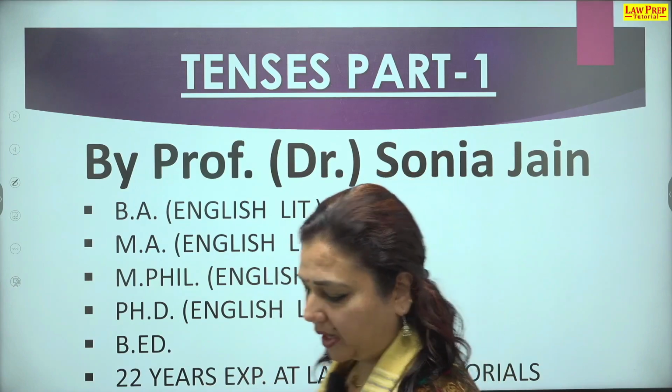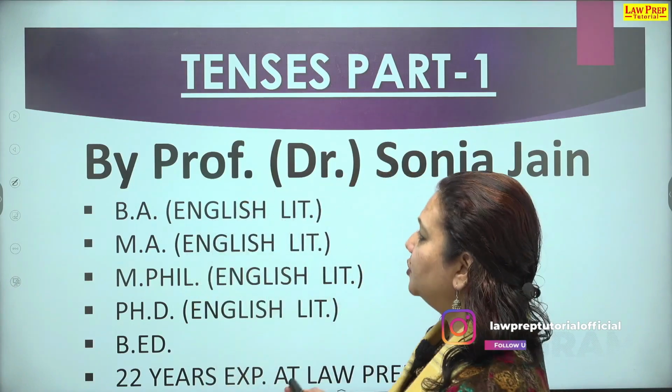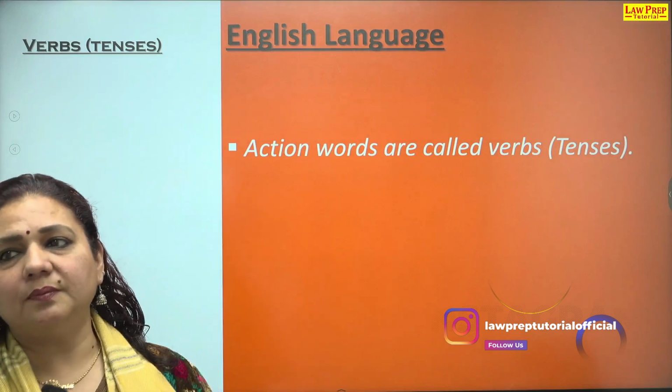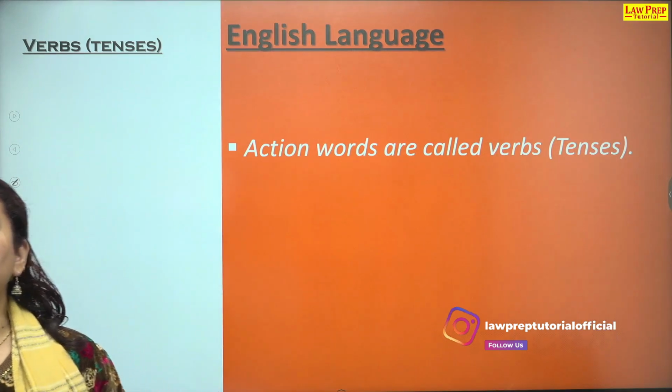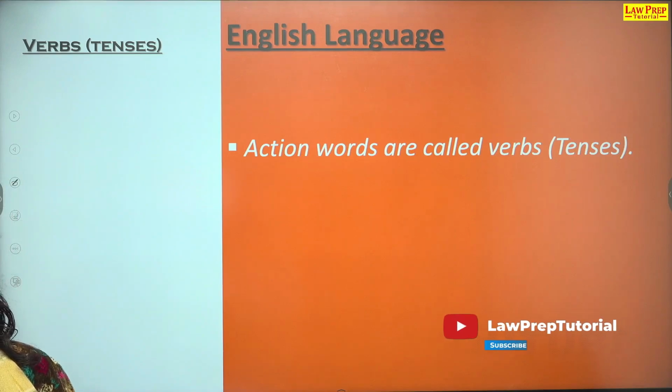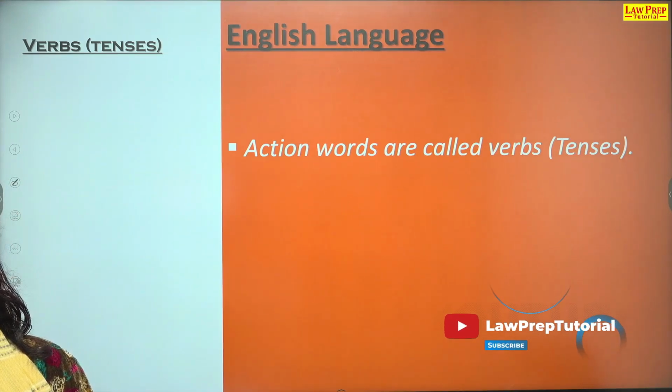And what is this about, and what are we going to do in this? I'm going to give you the basics about it. See, first thing, the action words are called verbs. Verbs are those words which are action words. They tell you about the action that happens or takes place in a particular scenario or situation. So they are called action words, right?